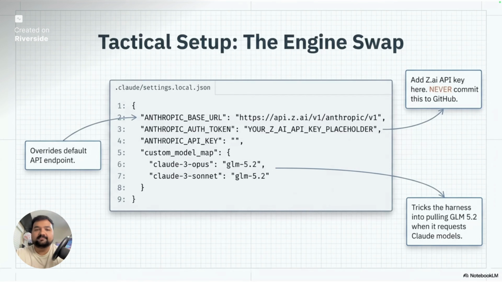So we map the default Claude model names to GLM 5.2. So when Claude Code thinks it is calling Opus, Sonnet, or Haiku, we can route those requests through GLM 5.2 instead. The key idea is simple. The Claude Code remains the harness, and GLM 5.2 becomes the engine. So this is the whole setup, just to make sure that you never commit your API key to GitHub. Use local settings, keep your key private, and do not accidentally donate free compute to the entire internet.